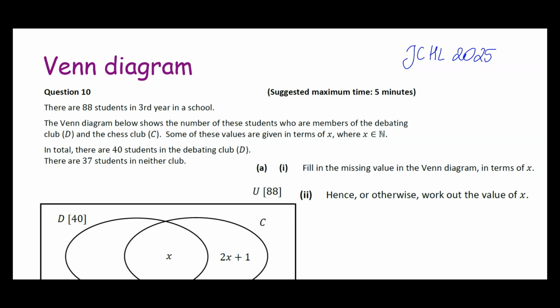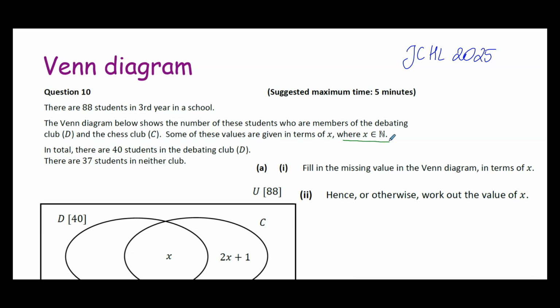Venn diagram, something that often comes up almost every year on your junior cert. Let's see. There are 88 students in third year in school. The Venn diagram below shows the number of students who are members of the debating club and the chess club. Some of these values are given in terms of x, where x belongs to N.